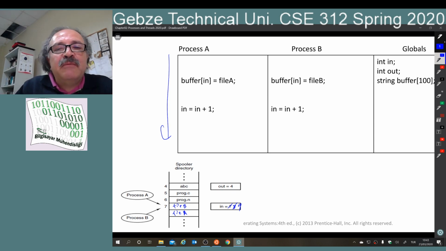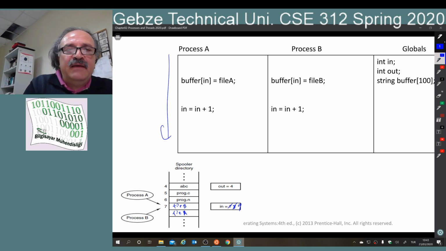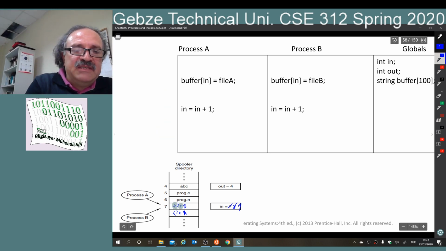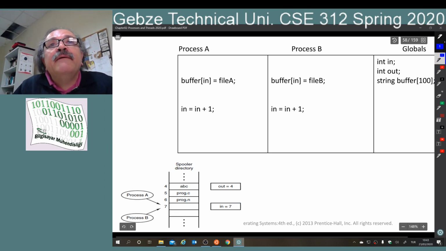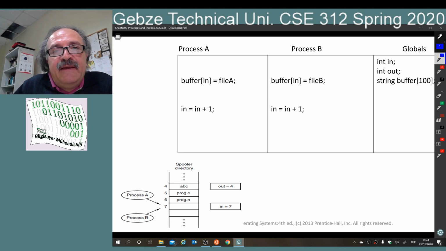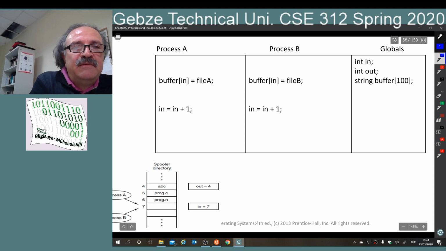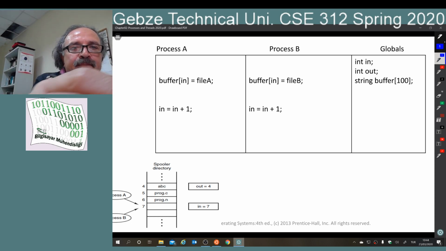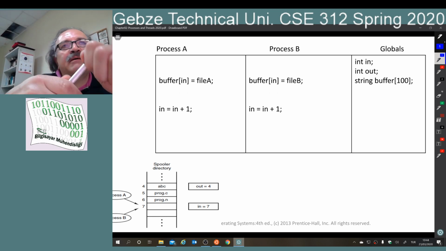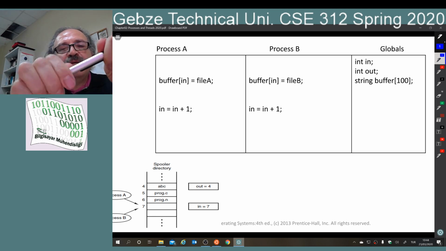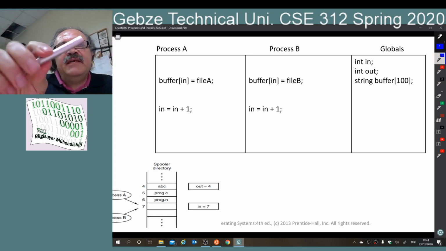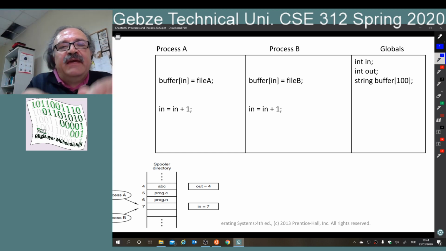Okay, but the problem is this. Let's say I am the CPU and I'm at the beginning. I am the CPU. I am at this, my PC. Again, the pen problem. Let me solve the pen problem. The PC is at the beginning of the file, process A or thread A.